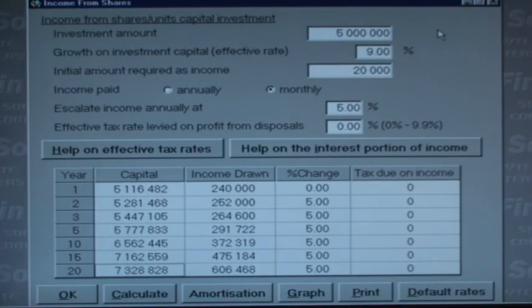Now this is our calculator for income from share capital, and you can see here that I've entered the same amounts we entered into the bank investment calculator.